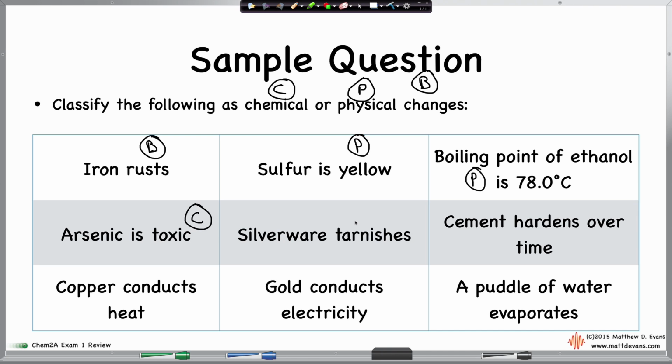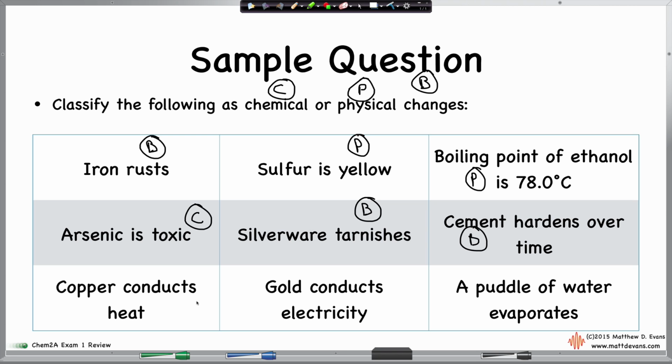So something's happened to your molecules in your body when you get poisoned by something. Silverware tarnishes, that's a chemical process, although you could argue that's maybe both because you might see some color changes too associated with that, but that's chemical. Cement hardens, this is a tricky one. So cement hardening, I can tell you right now, is a chemical change, but also you can consider it a physical change, so we're going to call this both. But that hardening process is chemistry that's happening.